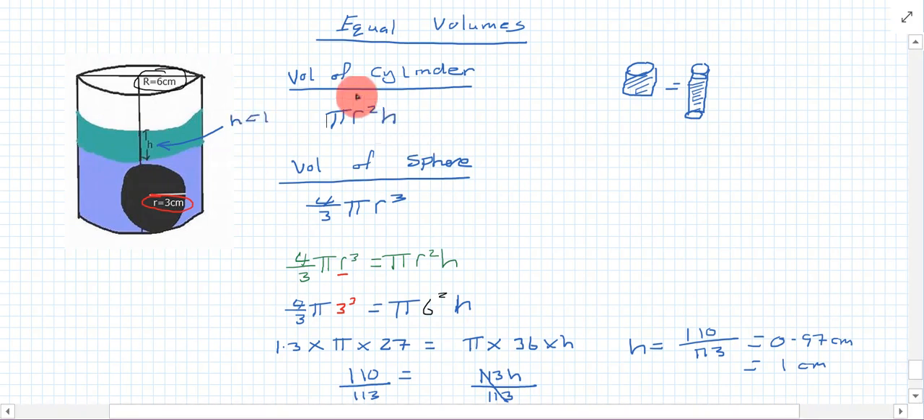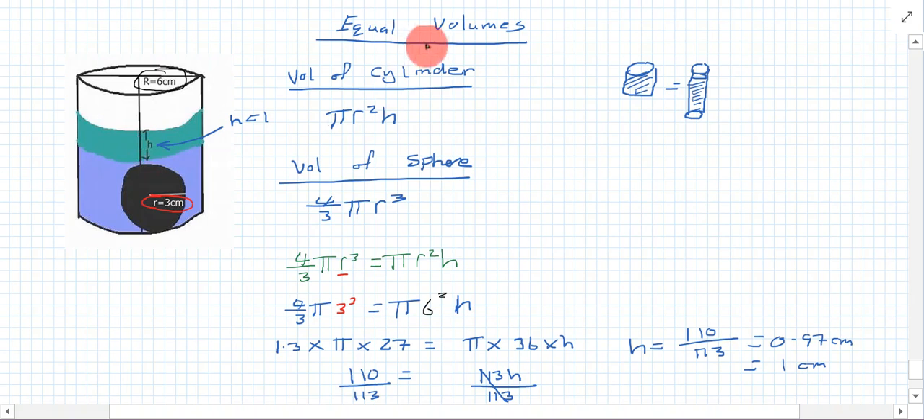So again, what we're doing is using this principle of equal volumes, and we get the volume of the cylinder and the volume of the sphere, and we make them equal to each other. We put in the values that we have, and then we work them out, and we found out that the height here is 0.97 centimeters, roughly 1 centimeter. And we know this because the volume of the sphere will displace its own volume in water, and that's the water that's been displaced here, and that's the height.